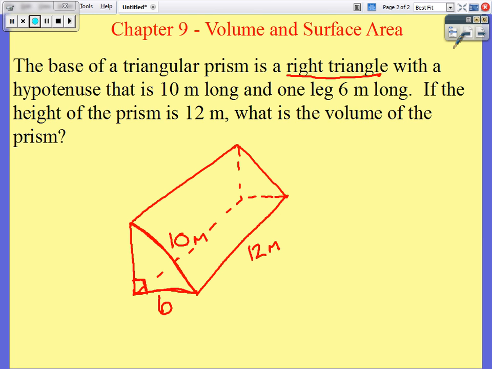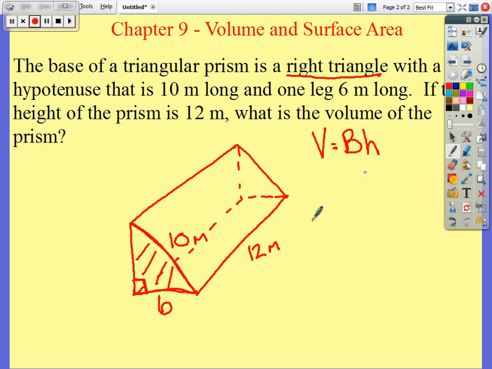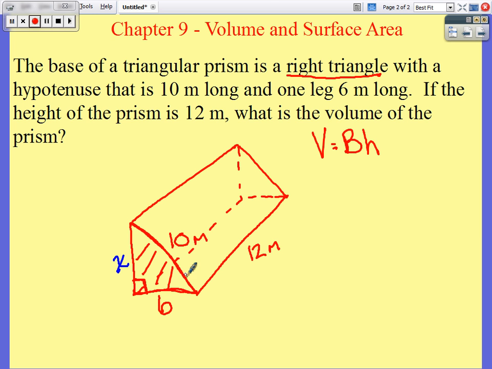First thing I notice, I need to find volume, for a prism, is area of the base times the height. Here's the base right here. I can't find the area of that base because I don't know this other leg. It's a right triangle. It has a hypotenuse and a leg. Oh, I know, Pythagorean theorem.